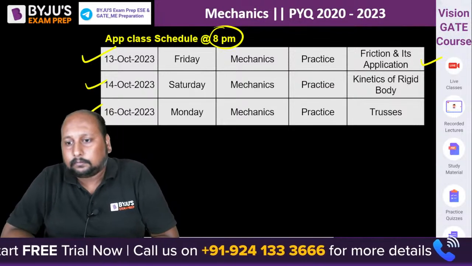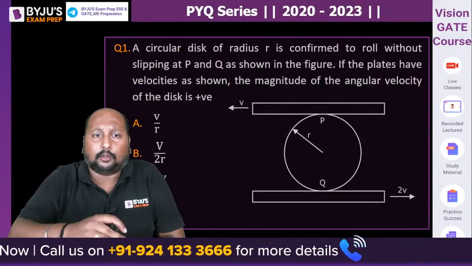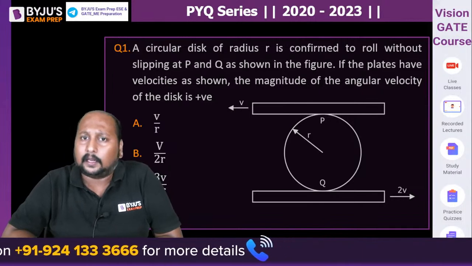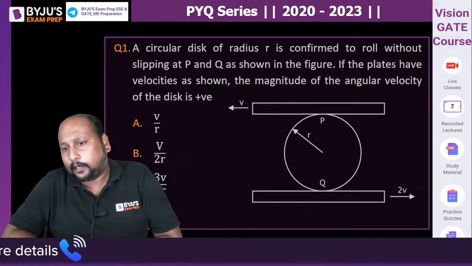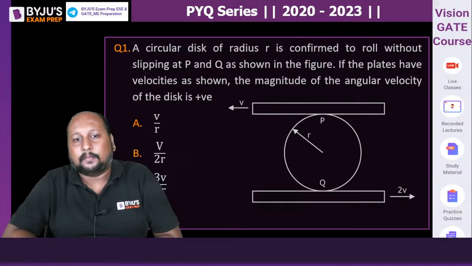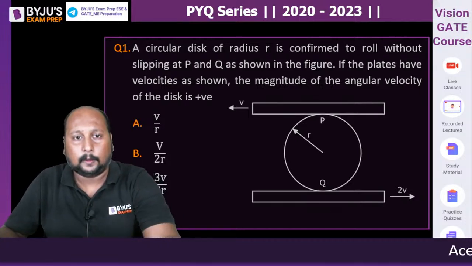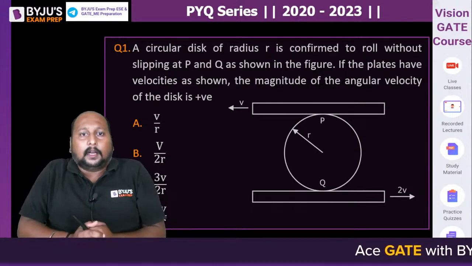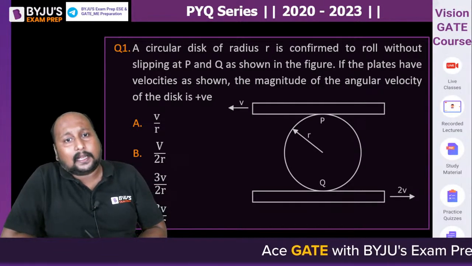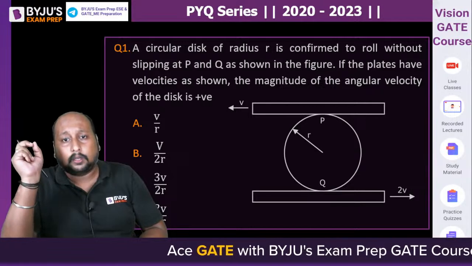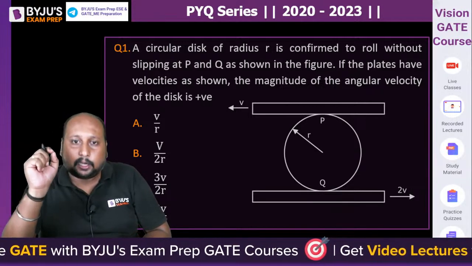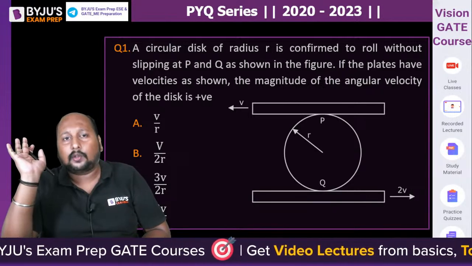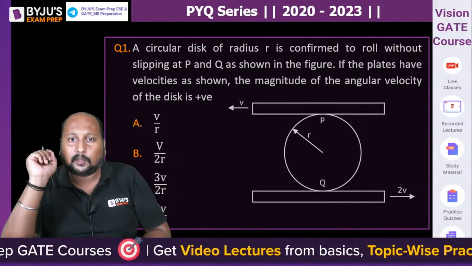Let's begin with the first question on the screen, from the 2020 engineering mechanics paper, set 1, 2 marks. Let us see who's going to give me the answer. A circular disc of radius r is confirmed to roll without slipping at points P and Q. So there is no slipping at points P and Q. This is a pure rolling case.